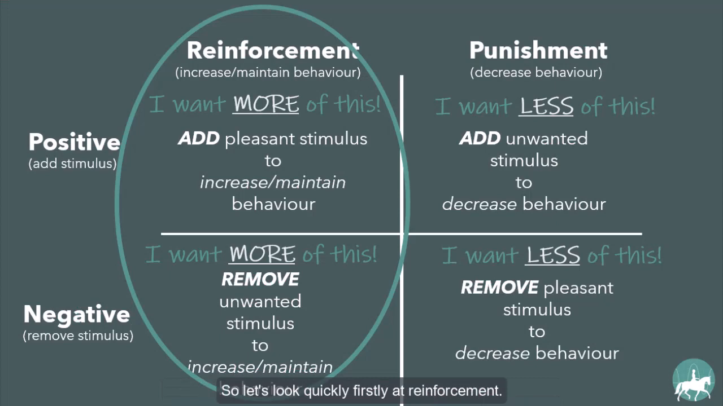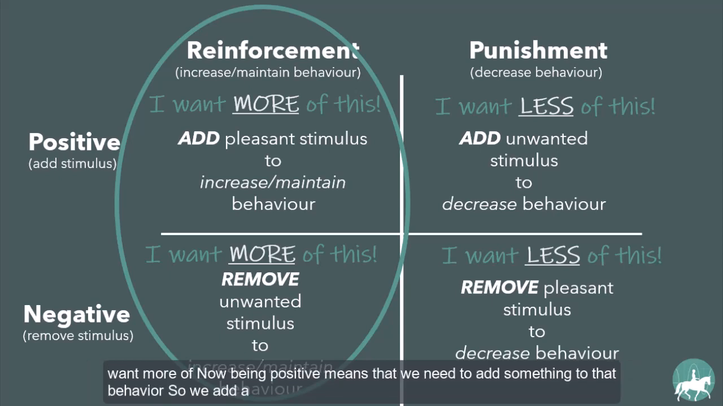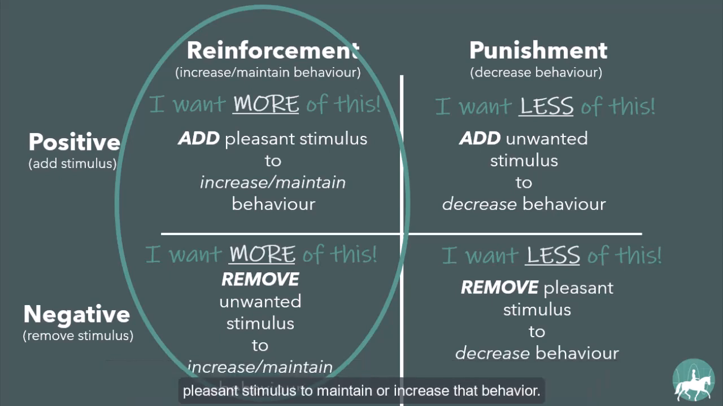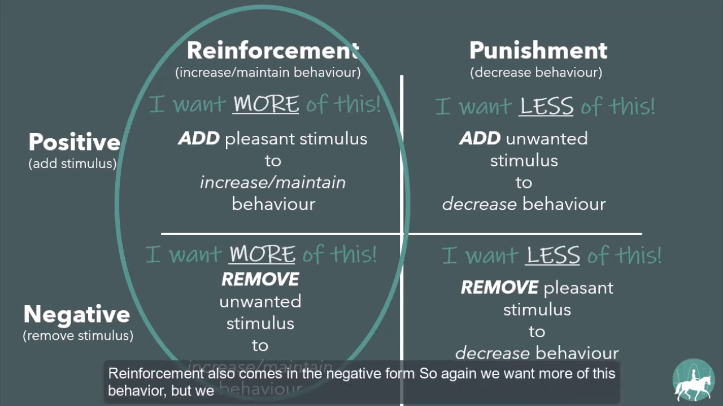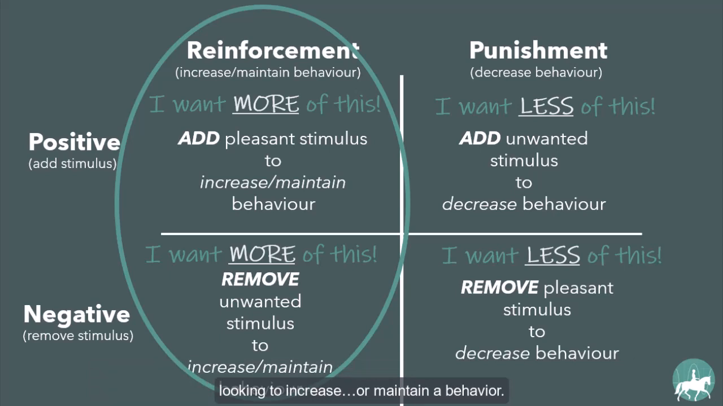So let's look quickly firstly at reinforcement. Now, positive reinforcement, this is something we want to reinforce behaviors that we want more of. Now, being positive means that we need to add something to that behavior. So we add a pleasant stimulus to maintain or increase that behavior. Reinforcement also comes in the negative form. So we want more of this behavior, but we tell the horse that by removing something that the horse doesn't want. But again, we're looking to increase or maintain a behavior. And those are the 2 reinforcement quadrants.